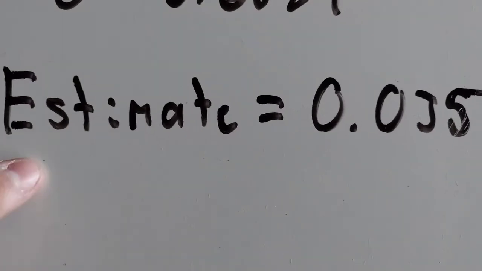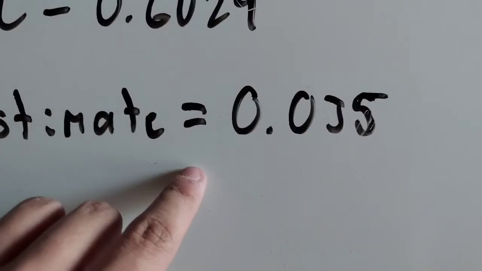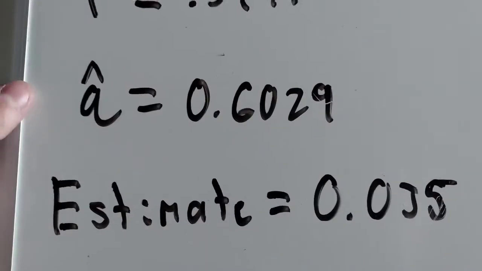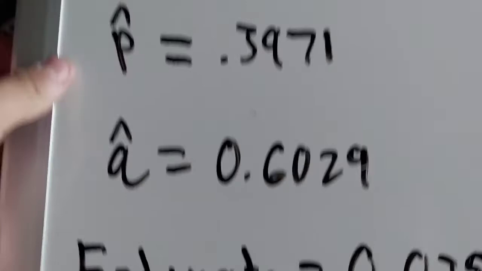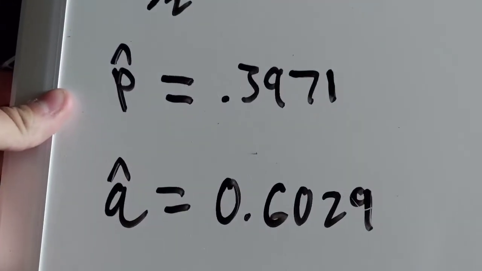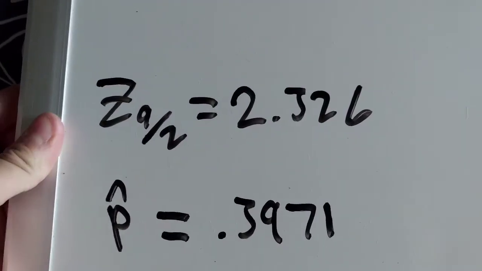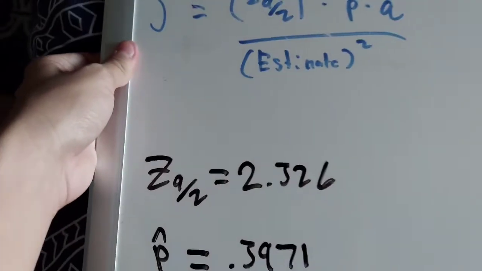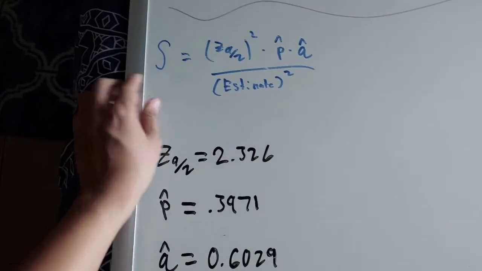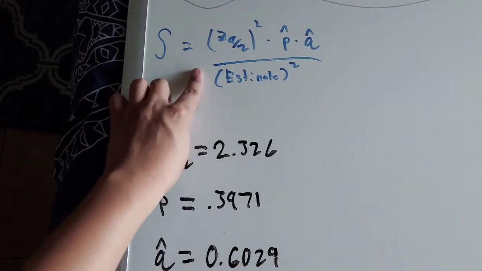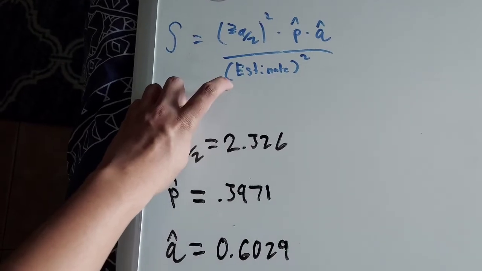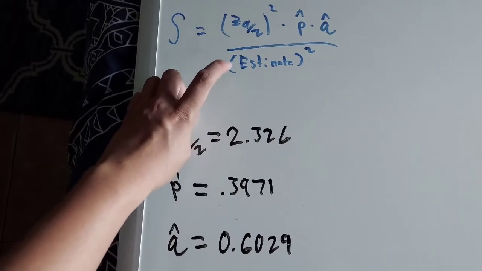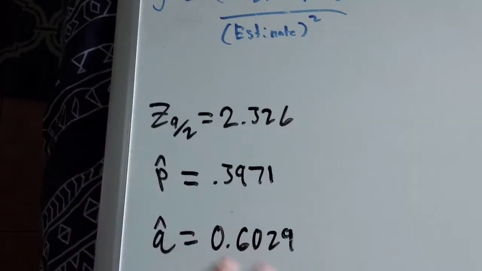Now that we got everything, let's write everything down. Our estimate is equal to 0.035. Our q hat is equal to 0.6029. Our p hat is equal to 0.3971. Z alpha over 2 is equal to 2.326. And the formula we're going to be putting everything into is the sample is equal to Z alpha over 2 squared times p hat times q hat divided by the estimate squared. So once we put everything in there, it's going to look something like this.